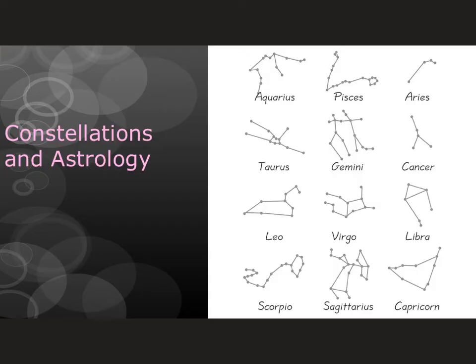Okay, constellations in astrology. You're going to want to know these and write these down because you'll have to be able to identify these constellations, so make sure that you copy these down in your notes now. So you've got Aquarius, Pisces, Aries, Taurus, Gemini, the twins, Cancer, the crab, Leo the lion, Virgo, I'm not sure, I don't remember what all of these mean. Libra, I think scales, Scorpio is scorpion, Sagittarius is an archer, Capricorn.